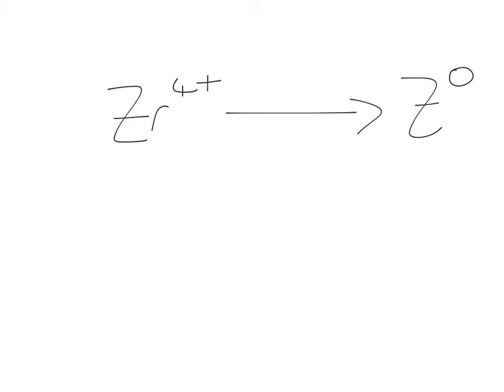So our first example is a zirconium one. We are going from zirconium 4+, and we are travelling to elemental zirconium, zirconium 0. This is a process that will require 4 electrons. You can see that to balance that charge, we need to add 4 electrons.